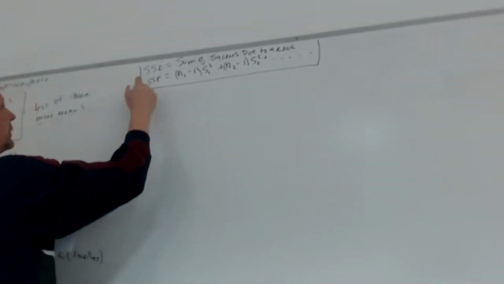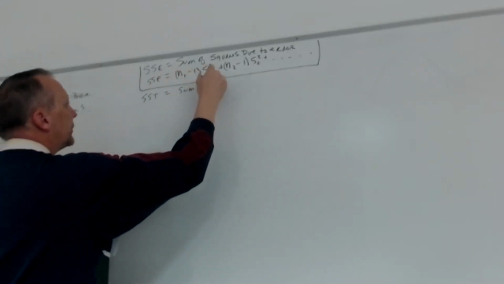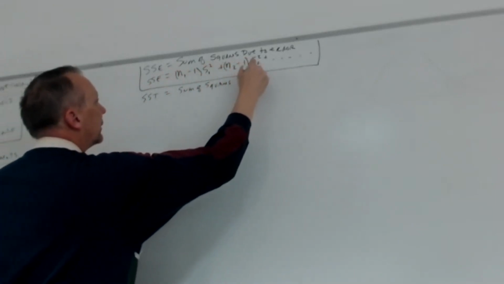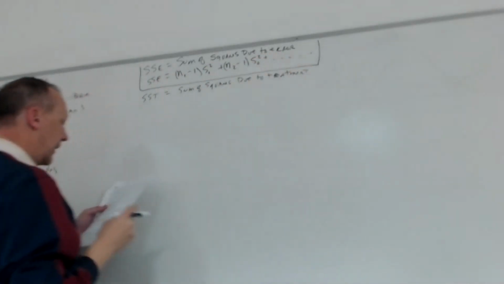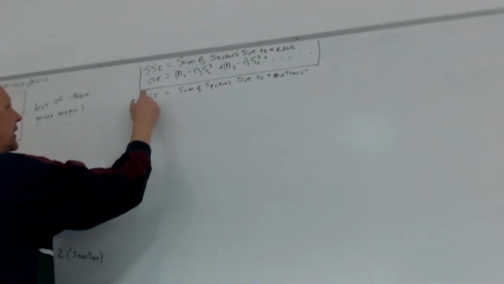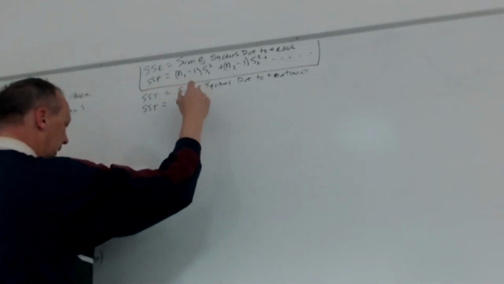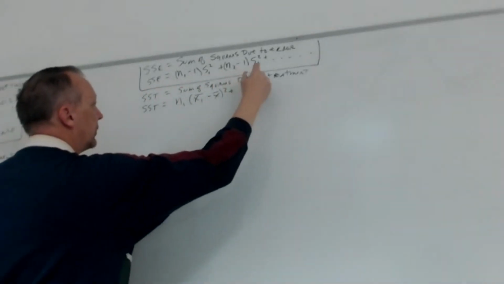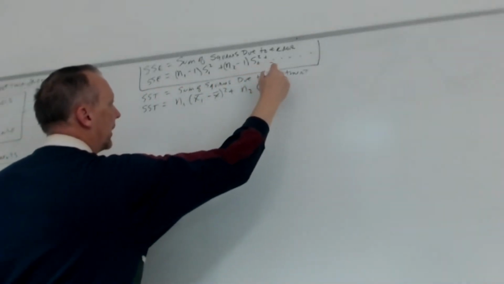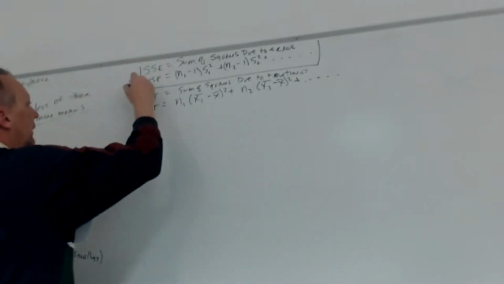The second one we're going to do is called the SST, which equals the sum of squares due to treatment. Okay? The formula for the SST equals N1 times X1 bar minus X bar squared plus N2 times X2 bar minus X bar squared plus as many samples as you have. Okay?